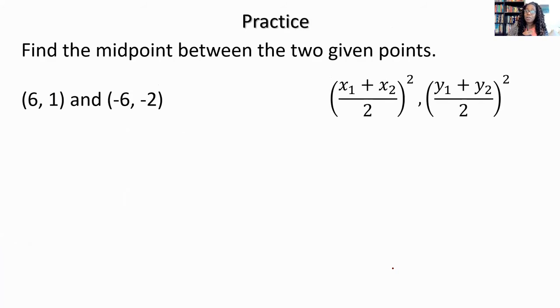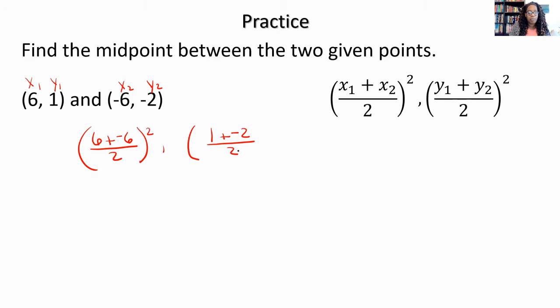Okay. So I want you to practice. So if you want to pause, go ahead and pause and try this problem by yourself. All right, so you have your x1, y1, x sub 2, y sub 2. So I have the sum of my x's. So I got 6 plus -6 over 2, and I'm going to square it. Then I have 1 plus -2 divided by 2. Then I'm going to square it. So 6 plus -6, that gives me a 0. When the signs are opposite, I'm really subtracting. So now here, you got 0 squared, which we all know is going to be 0. So that's your x value.